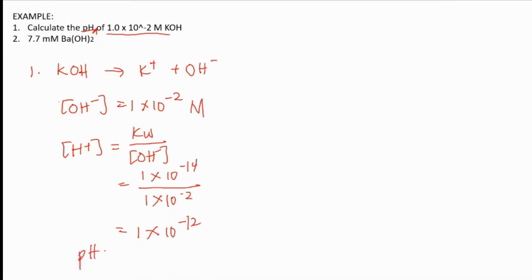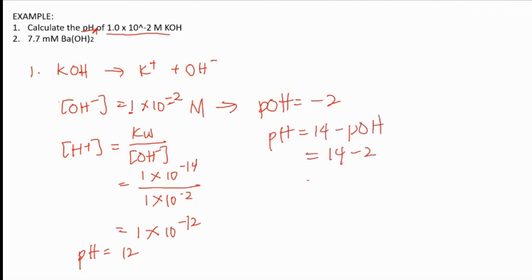So the pH, yes ma'am, is equal to 12. Kapag naman ginamit natin yung pOH, it is equal to 2. pH is equal to 14 minus pOH. So 14 minus 2 equals 12. So pareho. Depende na lang sa inyo kung anong gagamitin, pOH or Kw. Okay, so depende sa inyo yun.